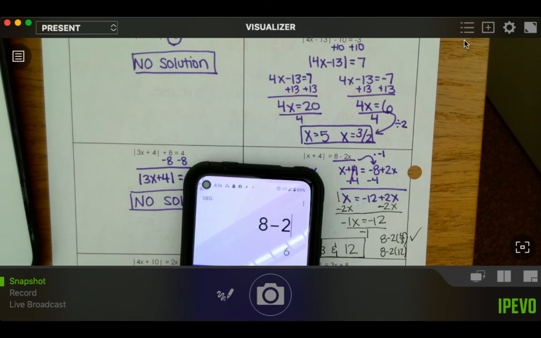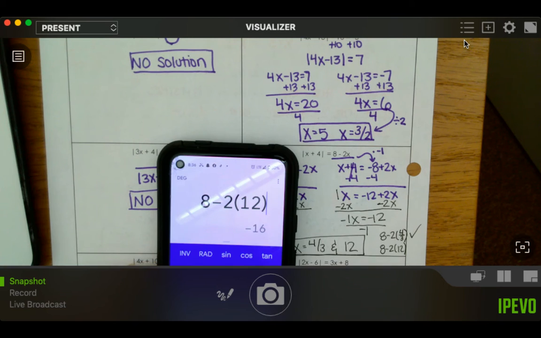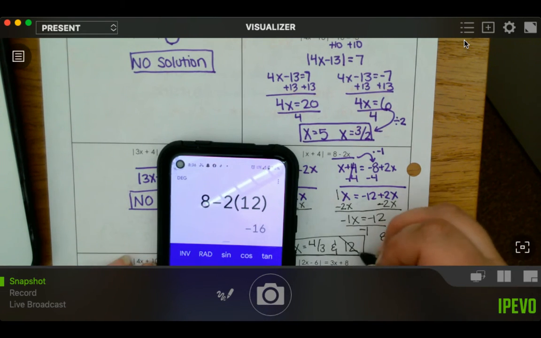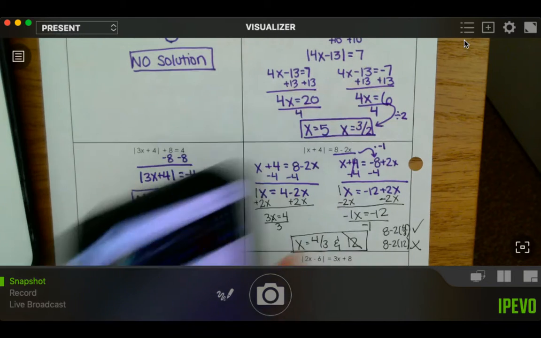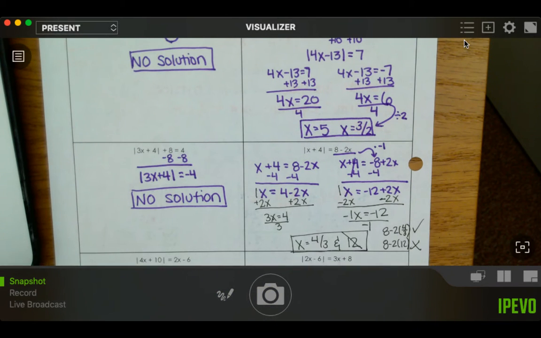8 minus 2 times 12. There we go. Okay, that's negative 16. Negative 16 is not okay. So this one is not actually an answer. What I want you to do is leave it on there, but cross it out like that. So I can see that you got an answer of 12, but then you cross it out afterwards.